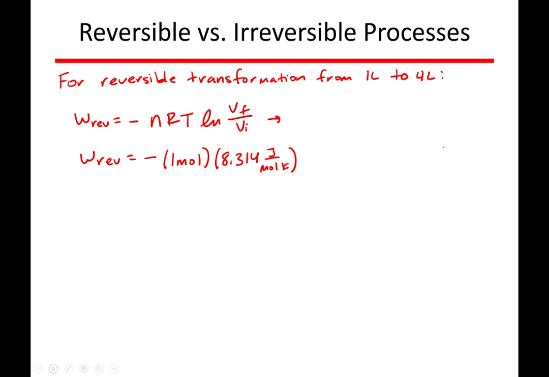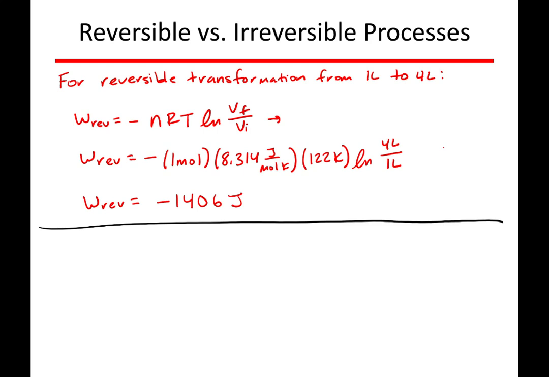We defined that the temperature for this transformation was going to be 122 Kelvin that we saw at the very beginning of this presentation, and natural log of the final volume of 4 liters over the initial volume of 1 liter. The work done when the process is performed reversibly is negative 1406 joules.